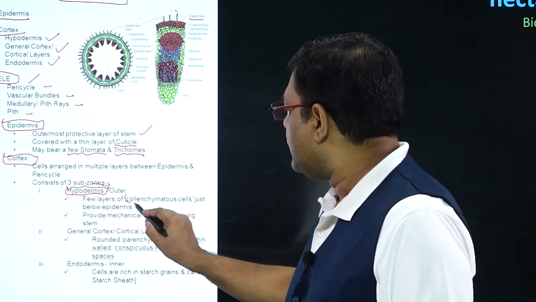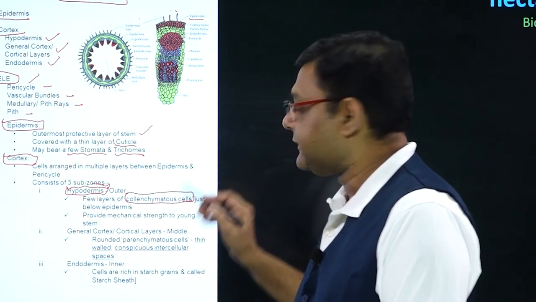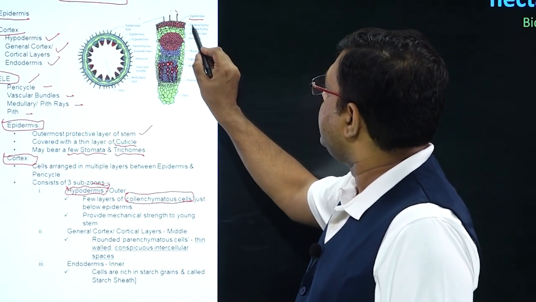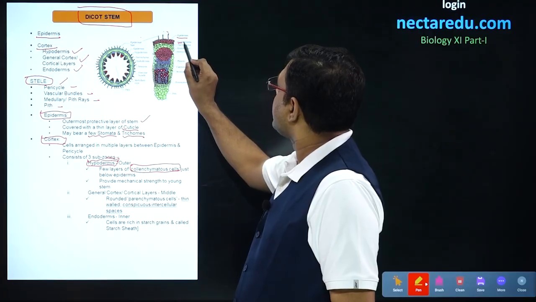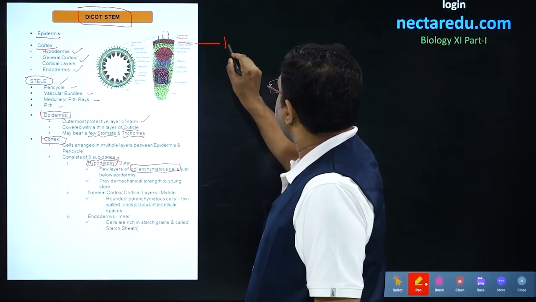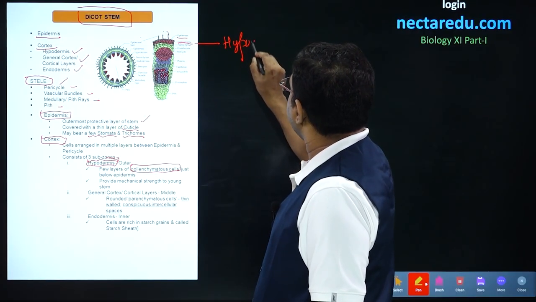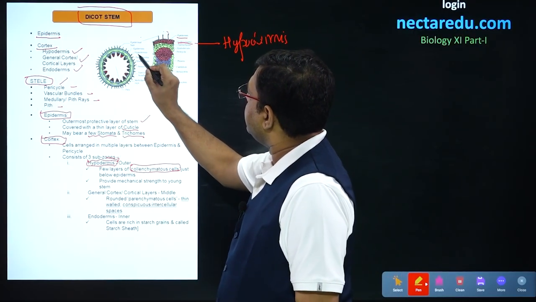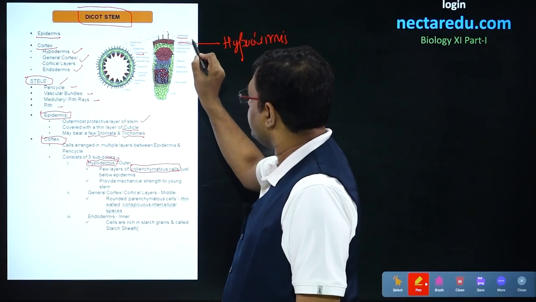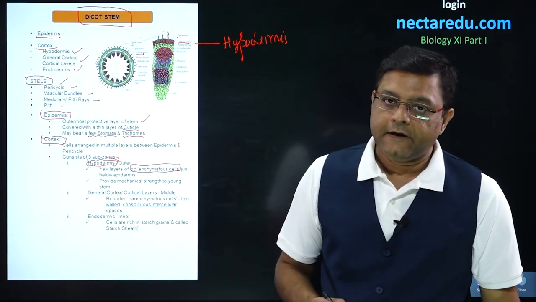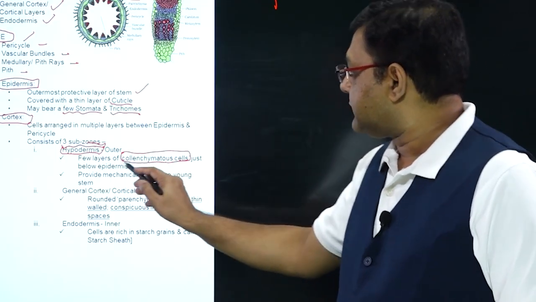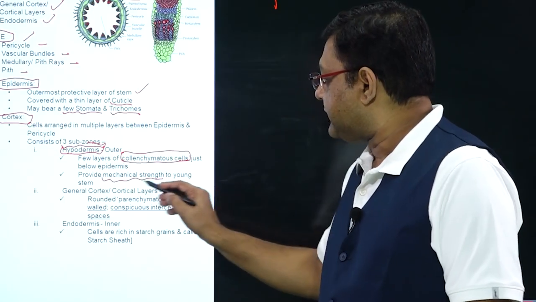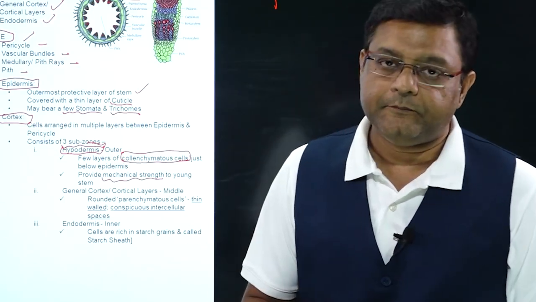This will have few layers of collenchymatous cells, and we can see in this particular diagram that these layers which are formed of collenchyma, it is actually hypodermis. So, below this epidermis, next layer is hypodermis made of collenchymatous cells. The function of this hypodermis is that it provides mechanical strength to young stem.